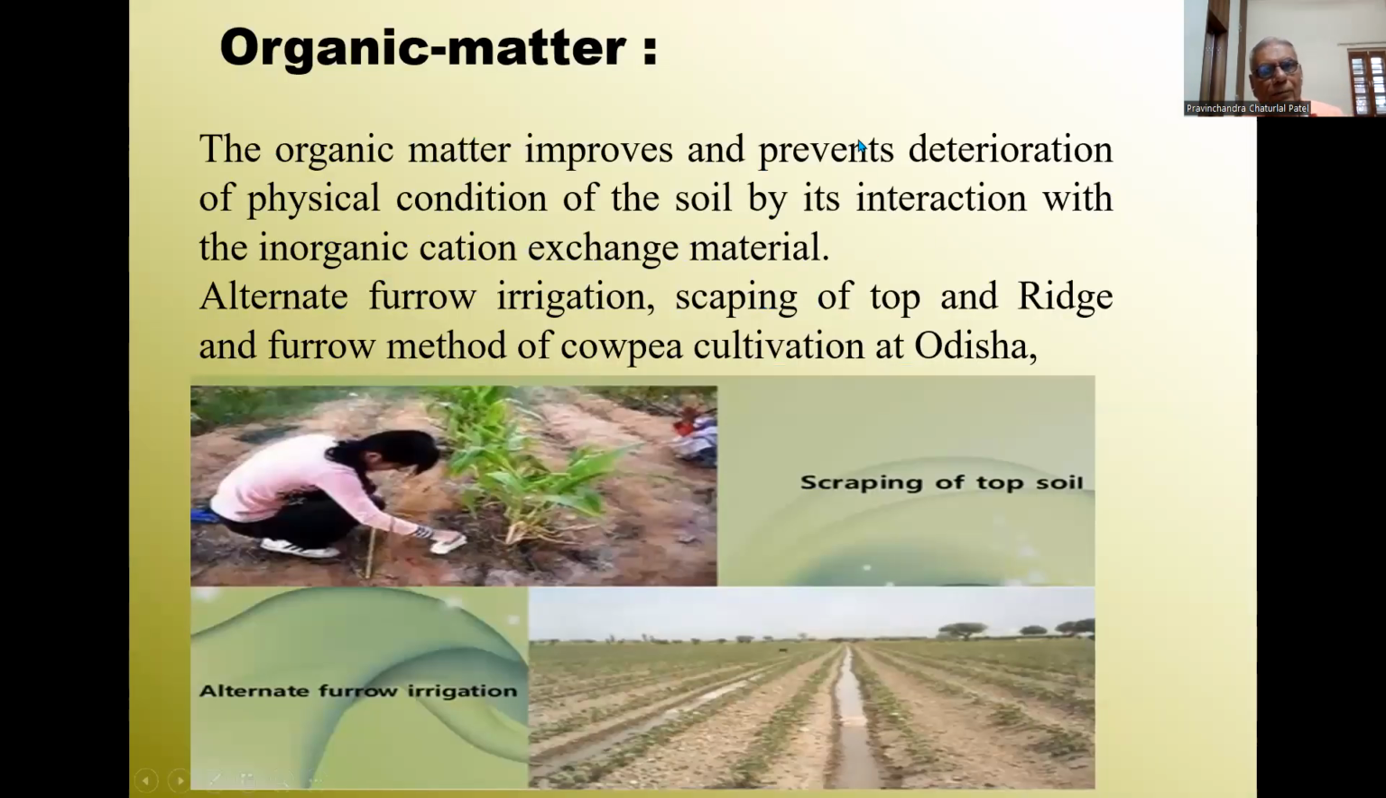Organic matter. The organic matter improves and prevents deterioration of the physical condition of the soil by its interaction with the inorganic cation exchange material. So in a problematic soil, either saline or alkali soil, we should add more organic matter. It helps in improvement of the soil. An alternate furrow irrigation, scraping of topsoil, and ridge and furrow method of cowpea cultivation at Odisha. So scraping of the topsoil is an alternative to the irrigation method in cotton crop.